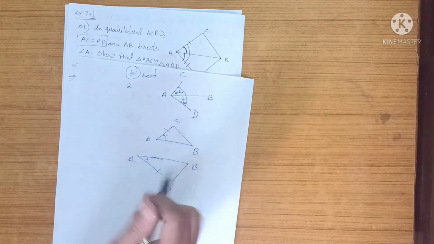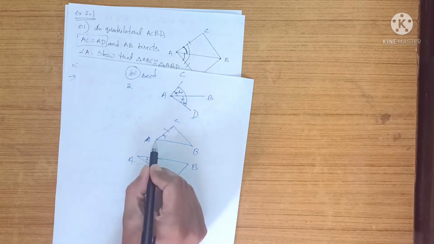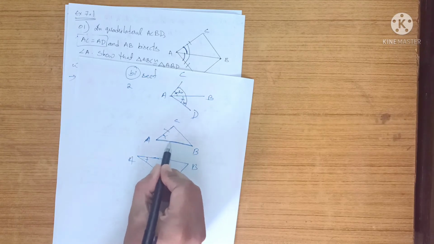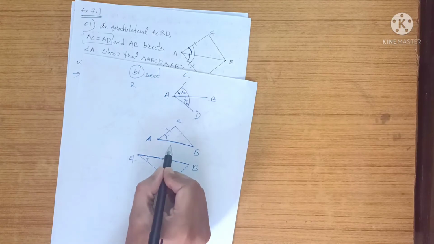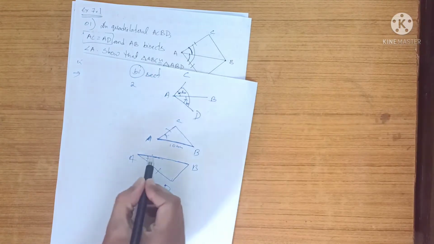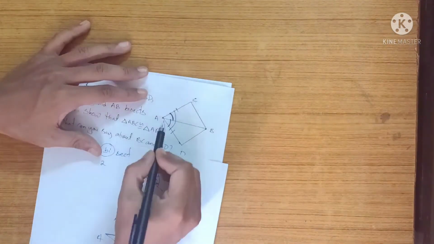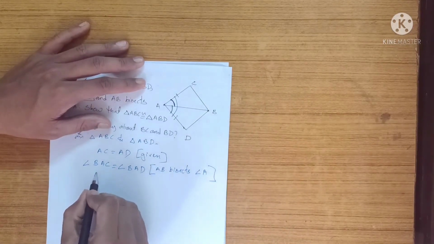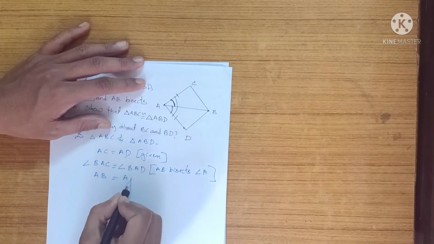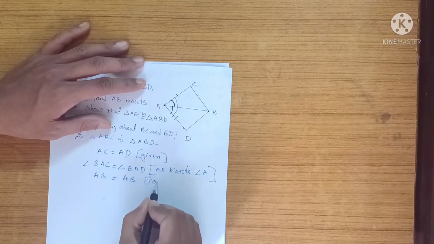So if you observe carefully, what you will notice is that in this line we have AB. In this line also we have AB. So if this is 10 centimeters, automatically this will also be 10 centimeters because it's the same line, right? So for both triangles, they're showing AB and AB. So AB equal to AB is called common.